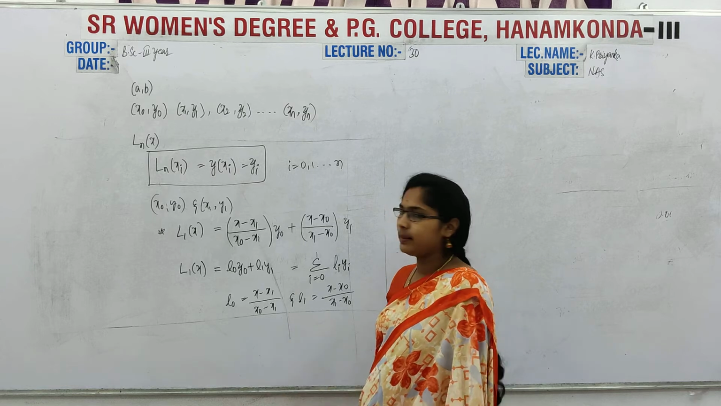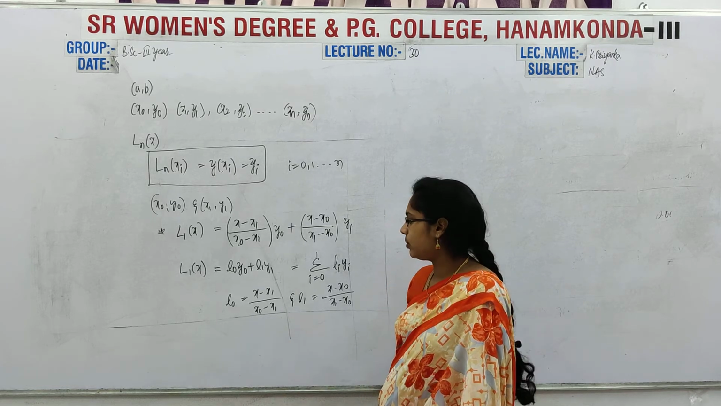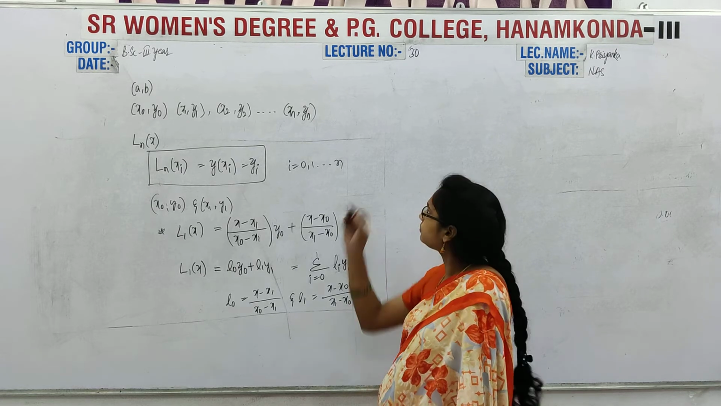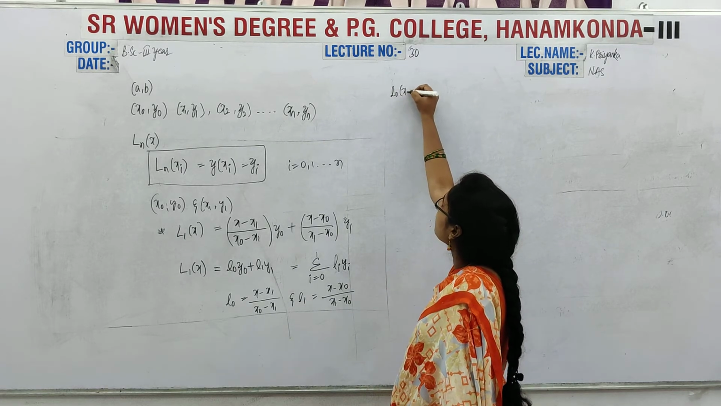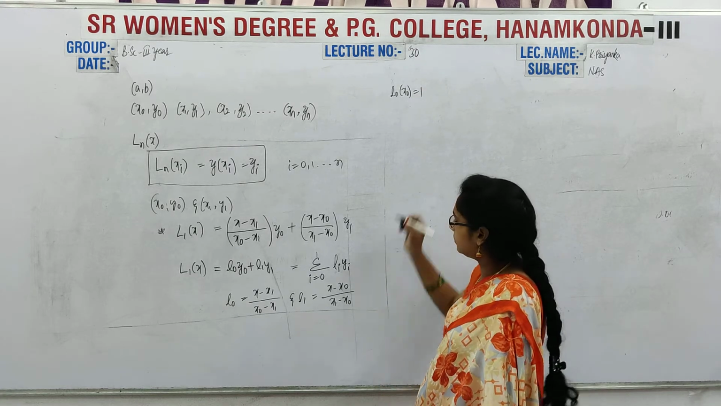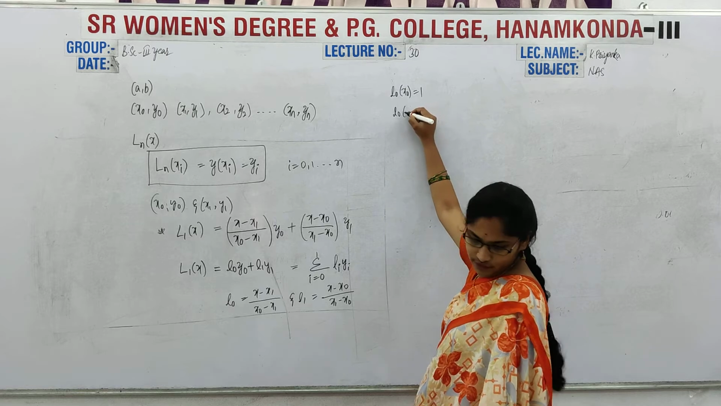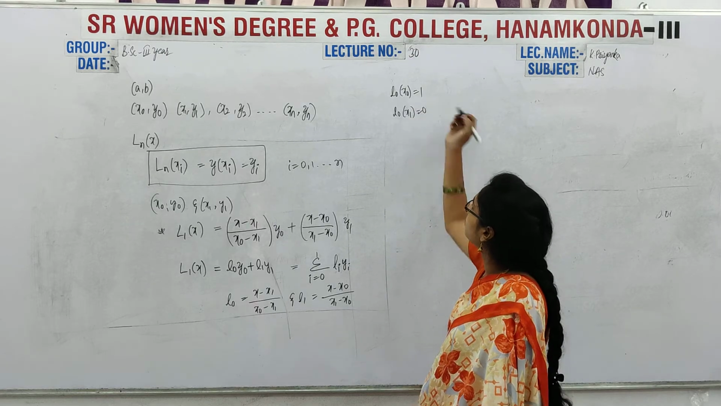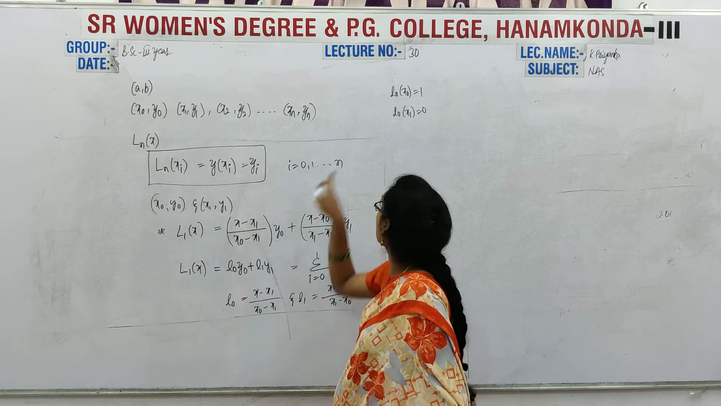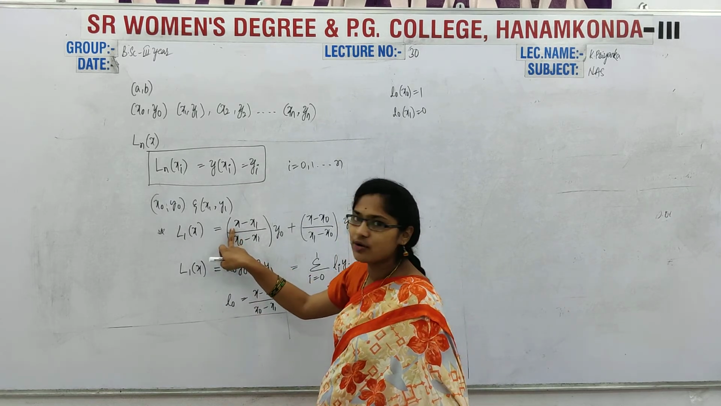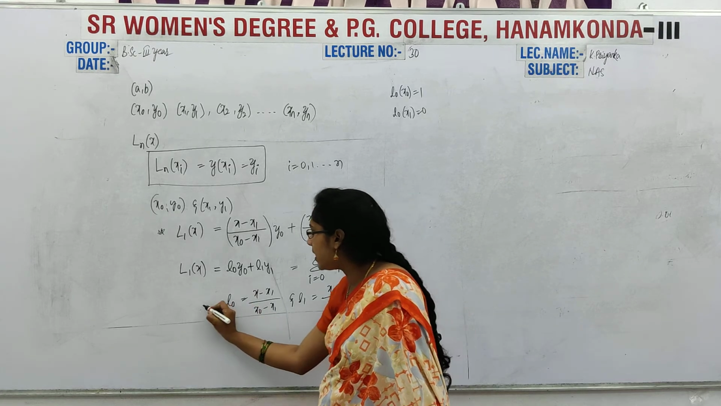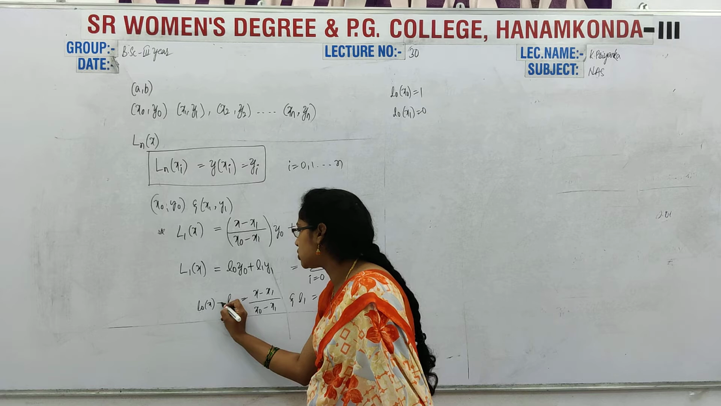From the above, the value of L naught of x naught is equal to 1 and L naught of x1 is equal to 0. So here what they are saying is, if I put x naught in place of x, this is L naught of x, which is equal to this one.